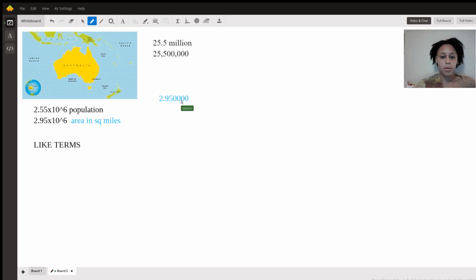I'll move this here. Get rid of this. So our ratio is going to be this. I like to start off with what we're looking for. We're looking for how many people are in 1 square mile. I have X people per square mile.